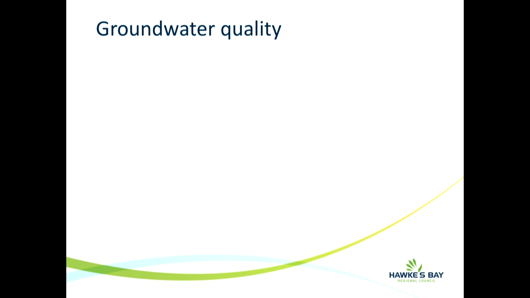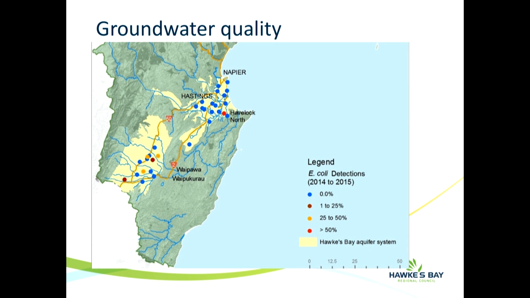We also monitor state of environment groundwater quality at a number of bores throughout the region. This is for Heretaunga and Ruataniwha, but we'll focus on Heretaunga here. One of the variables that we monitor for is E. coli, which has been talked about before. These data are 2014 to 2015. The New Zealand drinking water standards specify that you need to have zero, absolutely no E. coli in raw water for it to be considered secure.